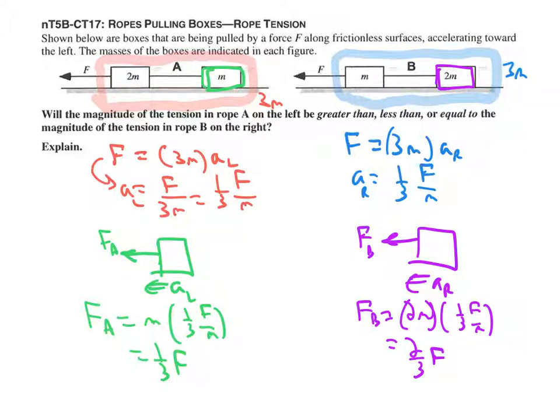And so we can say that force B is definitely greater than force A. So the magnitude of force A is less than the magnitude of force B. You could short-circuit some of the math by just realizing that the accelerations have to be the same, and therefore we have to pull harder on rope B just so as to produce the same acceleration.